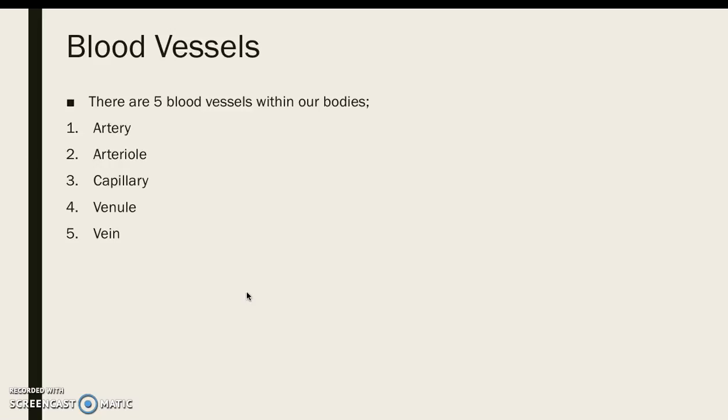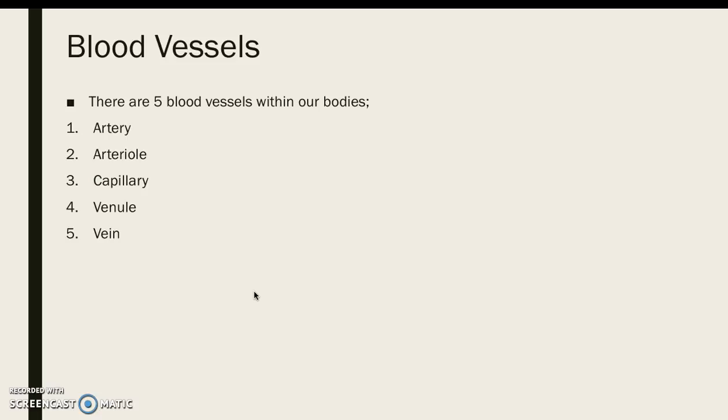Onto the arteriole. This blood vessel connects arteries to capillaries. They have more smooth muscles which helps to control blood flow. They also need to slow the blood flow down before it reaches the capillaries. This is to allow for efficient diffusion.